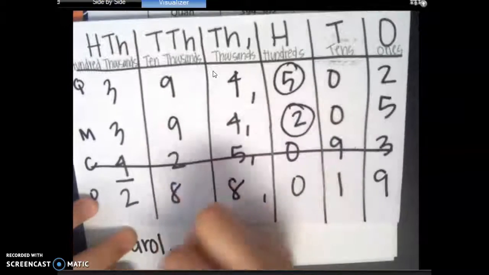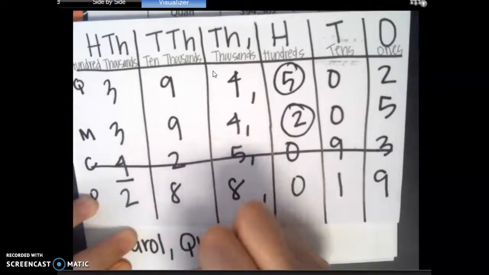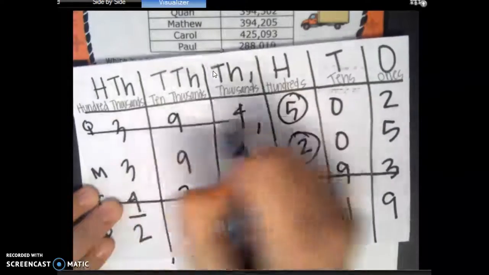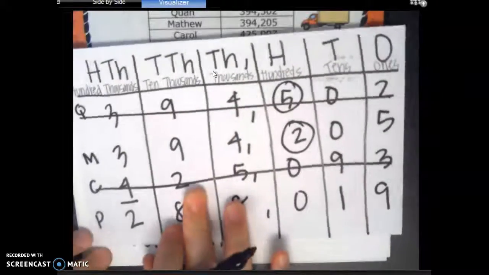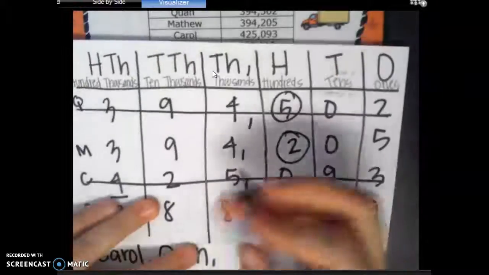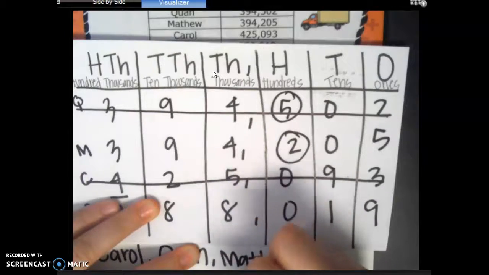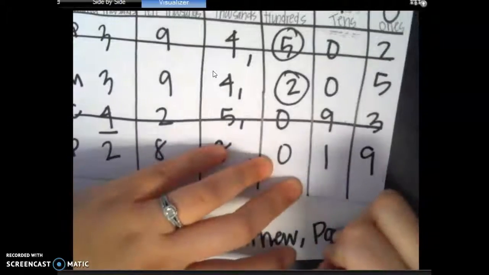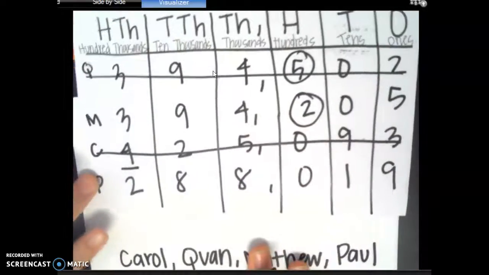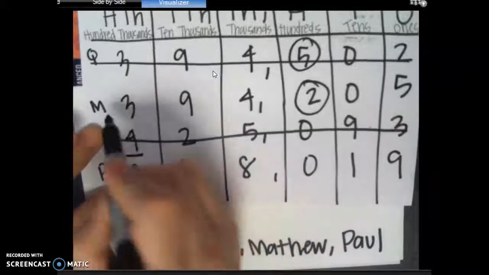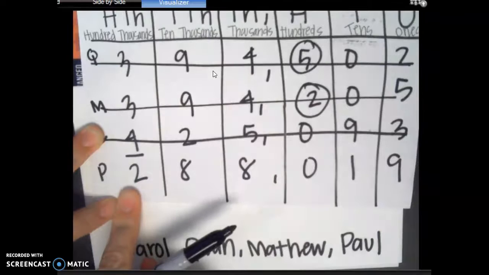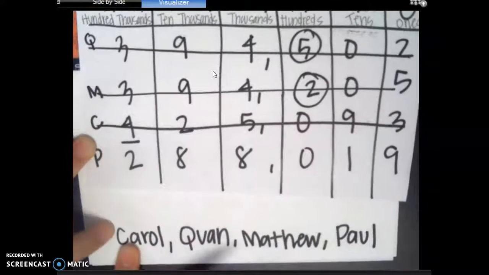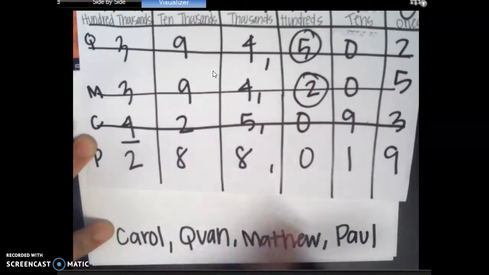So I know that Juan had the next. He's next in our ordering. And then Matthew is going to be next. And the last person is going to be Paul. So this is a strategy to help you list out, find your numbers in order, whether they're asking greatest to least or least to greatest. And then when it's asking for the names, write your names down as you go along.